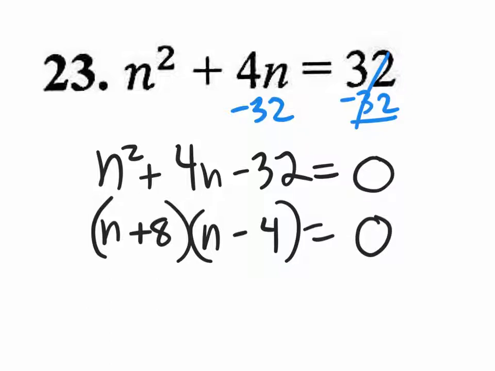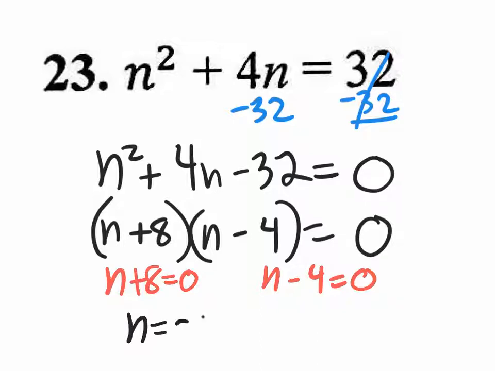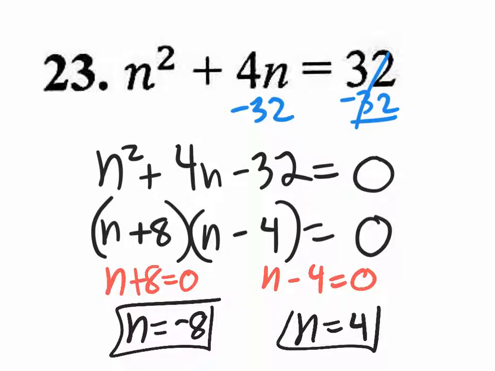Now we're going to split it. n plus 8 equals 0. n minus 4, well, that's ugly. Let me fix that. n minus 4 equals 0. And we're going to get our two answers. n equals negative 8. Sorry, I didn't show work there. And n equals positive 4.